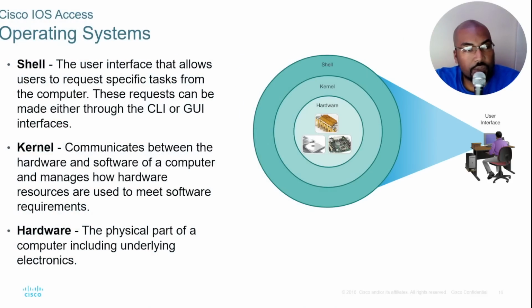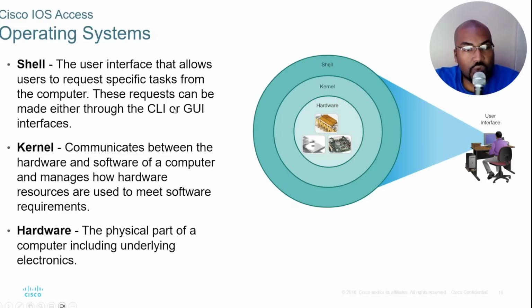We're going to talk about 3 different items here. We're going to talk about operating systems. We're going to talk about the shell, the kernel, and the hardware. The shell, the user interface that allows users to request specific tasks from the computer. These requests can be made through either CLI or GUI interfaces. In the IT world, we call this the GUI. The kernel communicates between the hardware and the software of a computer and manages how hardware resources are used to meet software requirements. Hardware, the physical part of the computer, including underlying electronics.